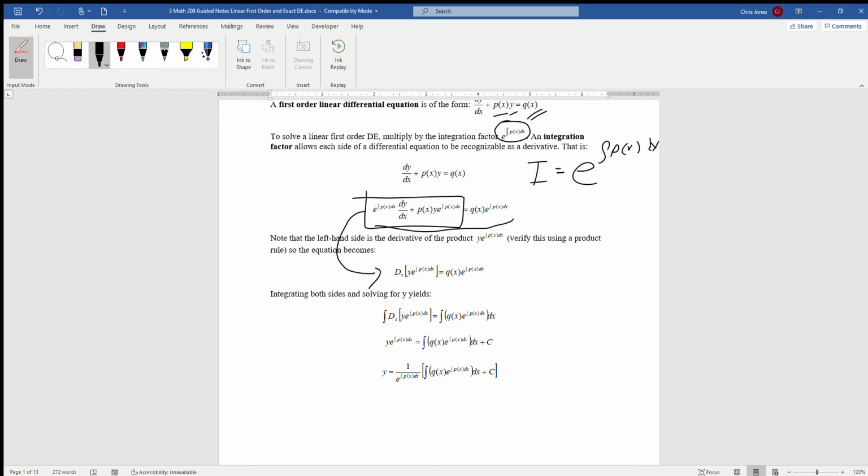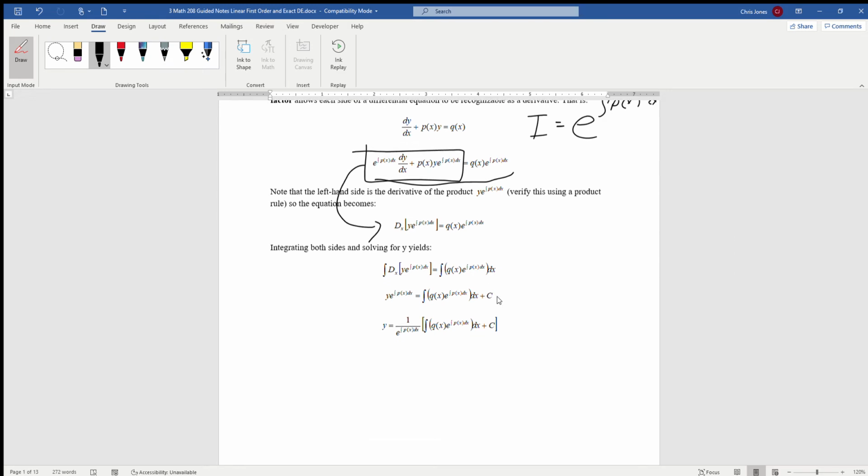And if you really wanted to, you could note it as integration by parts. And what you'll notice is that that could be represented as the derivative with respect to x of y times e to the integral of p of x dx. So basically, all we're going to do is we're just going to say y times the integration factor I is equal to q of x e to the integral p of x.